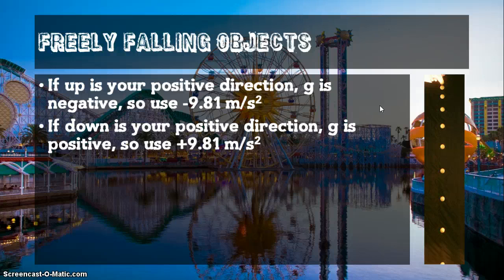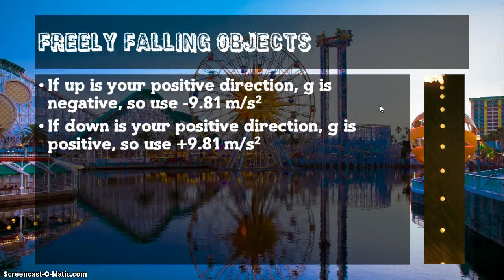On the other hand, it is helpful if you're only worrying about dropping something. You don't necessarily have to call up your positive direction. You could also call down your positive direction, and in that case, 9.81 would be positive, and of course any upward velocities would then have to be negative. It doesn't matter which sign you use for your acceleration, as long as you're consistent.